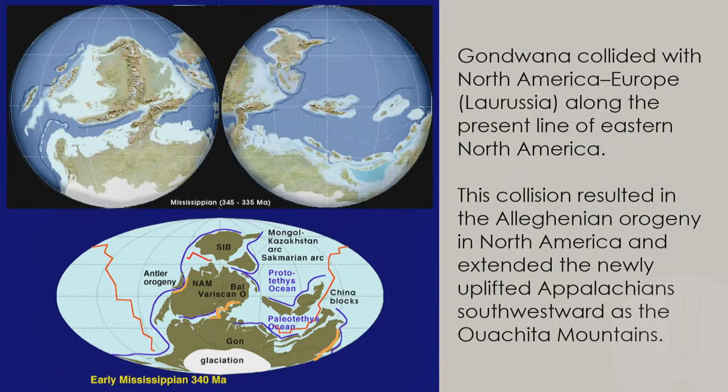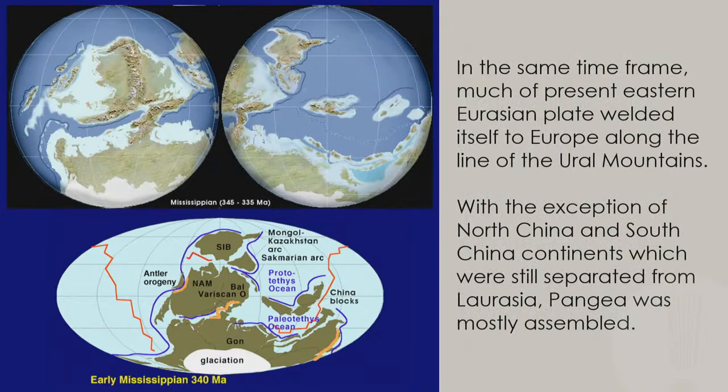Gondwana collided with North America, Europe, known as Laurussia, along the present line of eastern North America, and this resulted in the Alleghenian orogeny in North America, which extended the newly uplifted Appalachians southwestward to the Ouachita Mountains here in Arkansas. In the same time frame, much of the present Eastern Eurasian plate welded itself into Europe along the line of the Ural Mountains. With the exception of North China and South China continents, which were still separated from Laurasia, Pangaea was mostly assembled at this time.